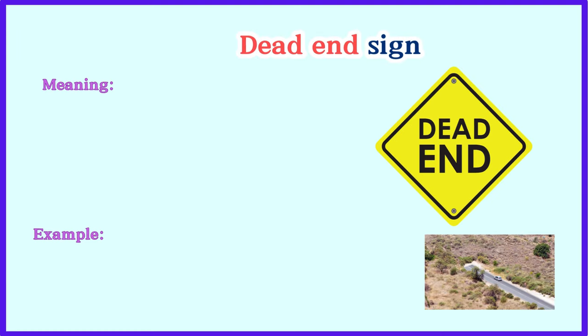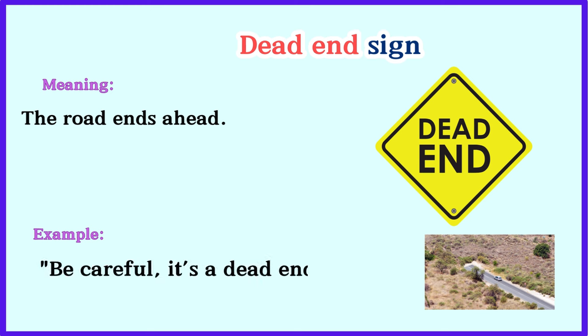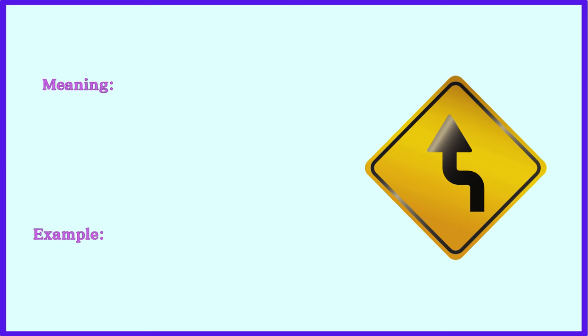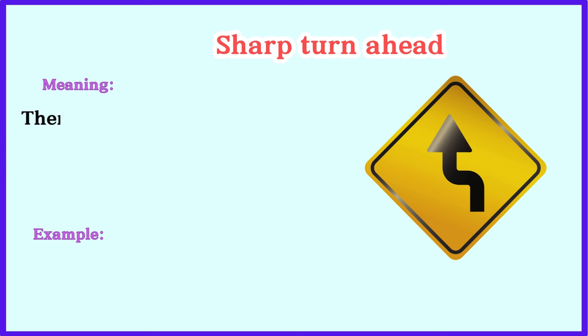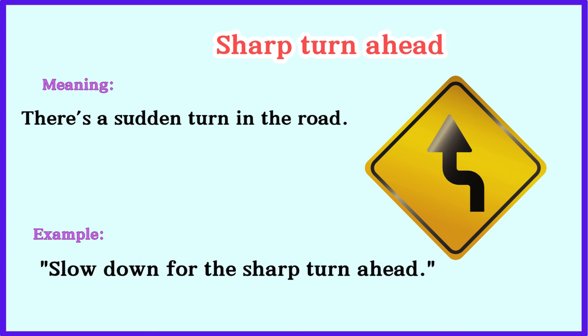Dead-end sign. Meaning, the road ends ahead. Example, be careful, it's a dead-end road. Sharp turn ahead. Meaning, there's a sudden turn in the road. Example, slow down for the sharp turn ahead.